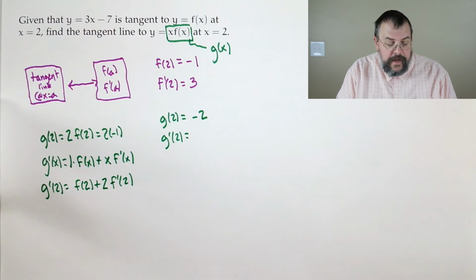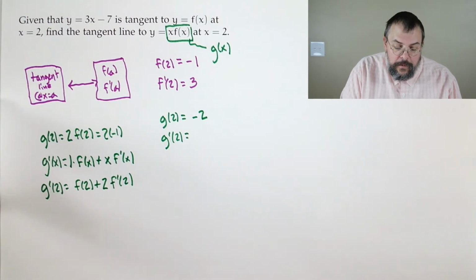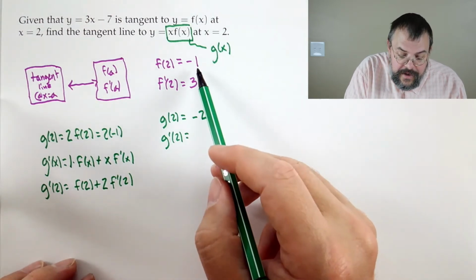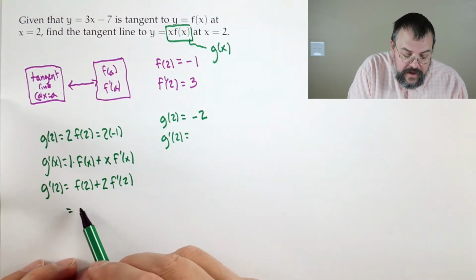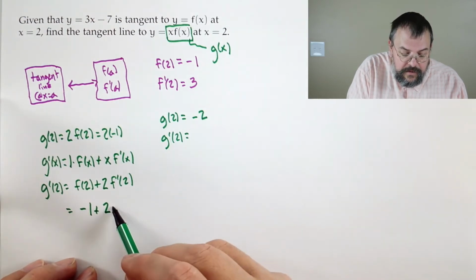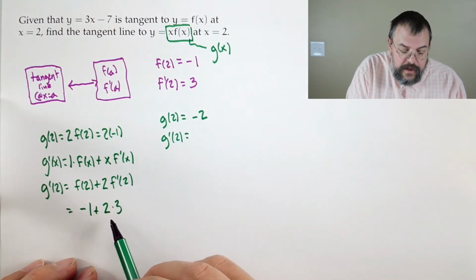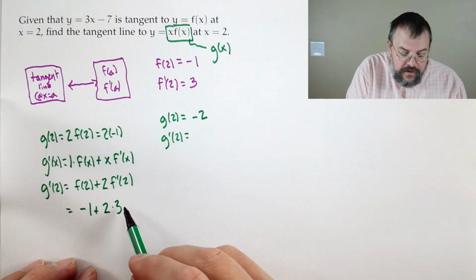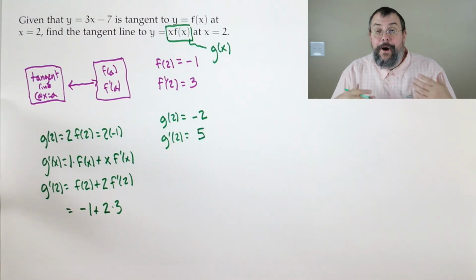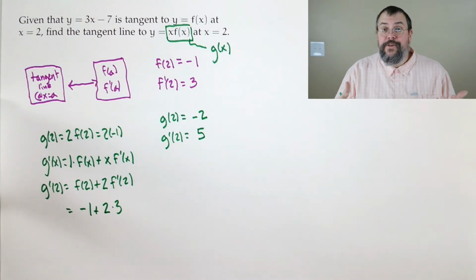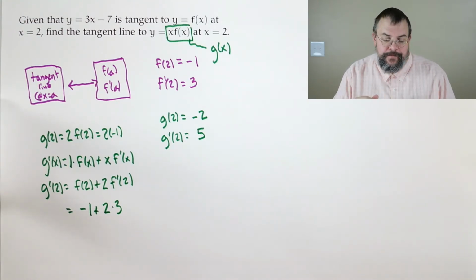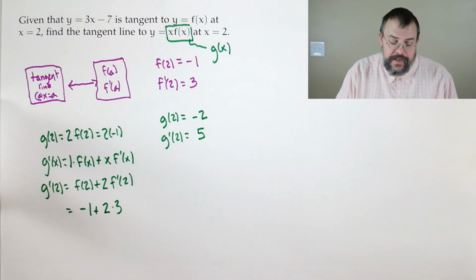All right, well, that's good. Cool. Well, let's plug in what we know. We know what f of 2 is. It's up here. It's negative 1. So this is negative 1 plus 2 times f prime of 2, which is 3. So that's negative 1 plus 6, also known as 5. All right, good. So now we found what the function is at 2 and what the derivative is at 2. We can put these pieces of information together. And what do we get?